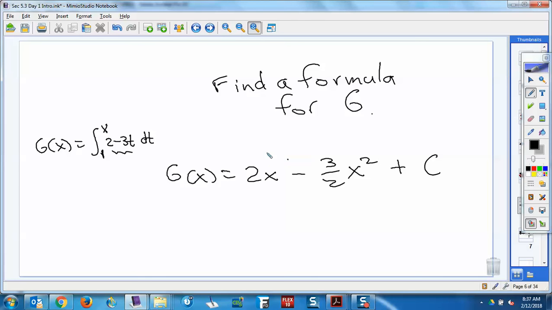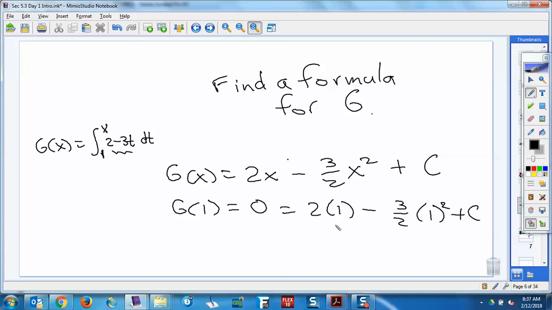What do we know? We know G of 1 is 0. So we put a 1 in for X, both places, and we solve for C. So we get 2 minus 3/2 plus C is equal to 0. 2 minus 3/2 is 1/2. Plus C equals 0, so C equals -1/2.